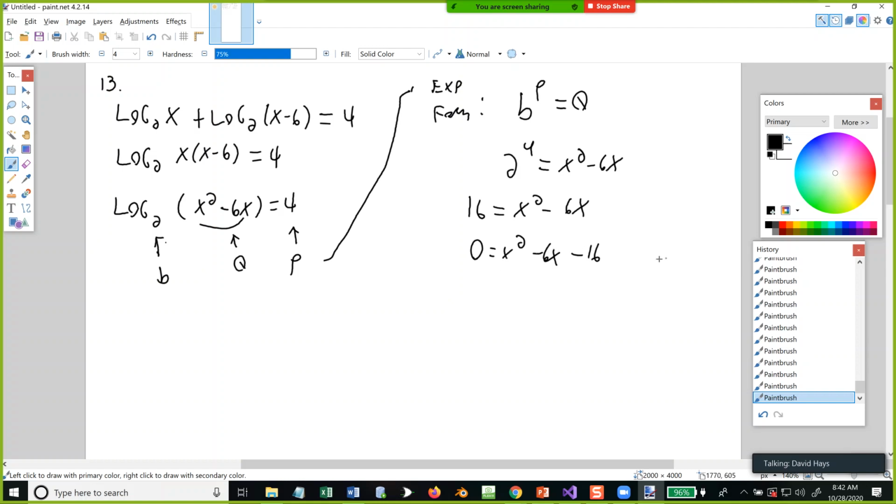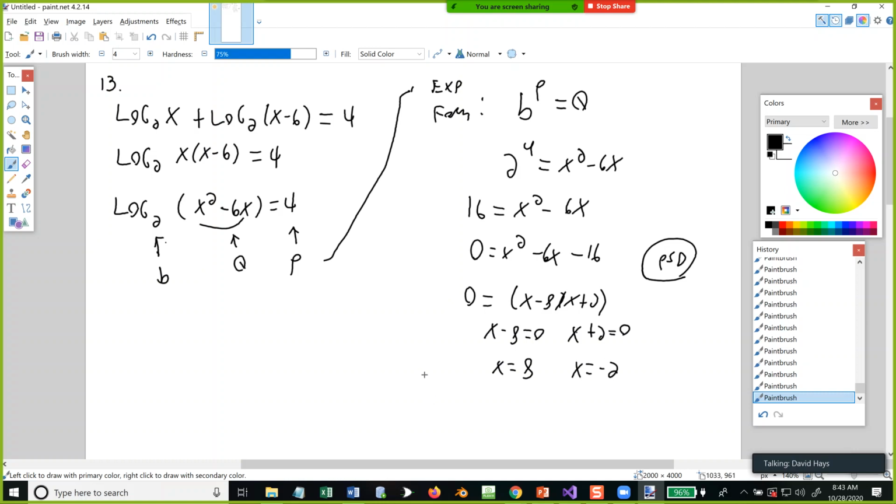This will factor using the PSD. If it didn't, you could use the quadratic formula. I think it'll factor. Yeah. X minus 8 times x plus 2. Zero factor property, set each one of them equal to 0 and solve. X minus 8 equals 0. X plus 2 equals 0. So I get x equals 8 and x equals negative 2.